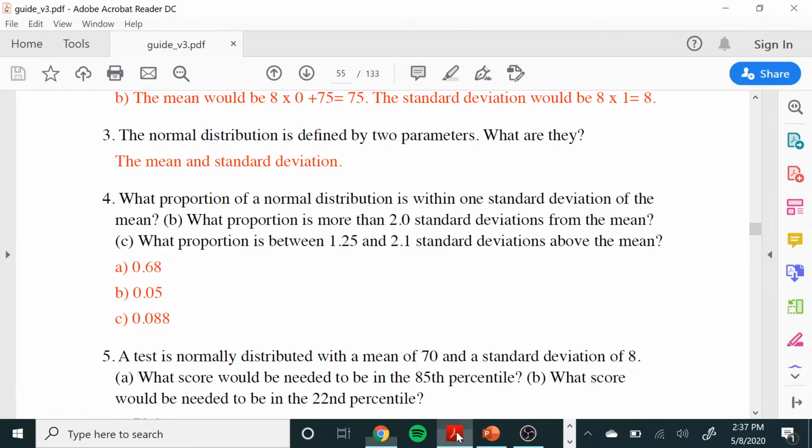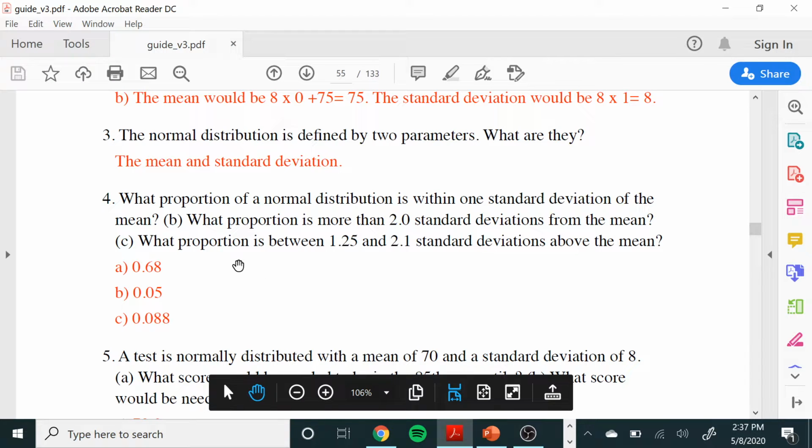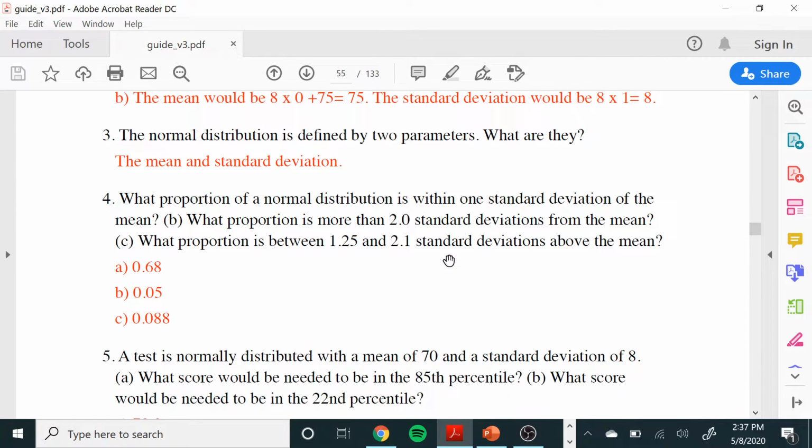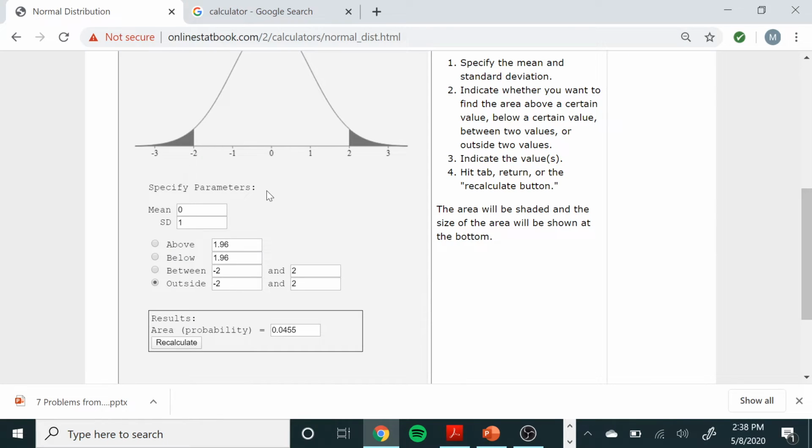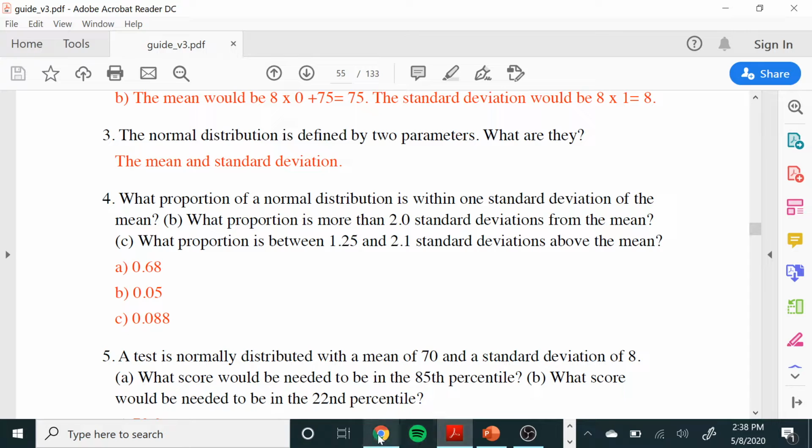Now let's see what this last one here says. What proportion is between 1.25 and 2.1 standard deviations above the mean? For this one, I believe we're looking at just the area above it. So 1.25, and what was the other one? 2.1, okay.